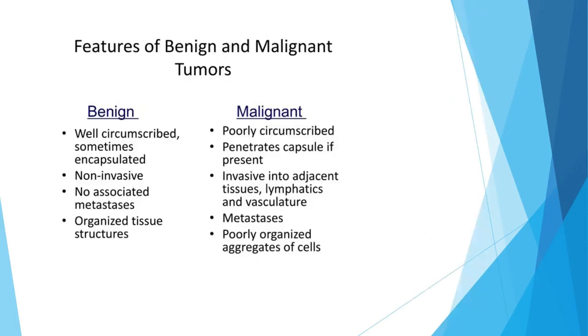Now, let's talk in brief about the features of benign and malignant tumors. Benign tumors are well circumscribed and sometimes encapsulated, whereas malignant tumors are poorly circumscribed and they penetrate the capsule if it is present. Benign tumors are non-invasive, whereas malignant tumors can invade into adjacent tissues, lymphatics, and vasculature. Obviously, there will be no metastasis in benign tumors, whereas there is extensive metastasis in malignant tumors. The tissue structures are organized in benign tumors, whereas they are poorly organized in malignant tumors.